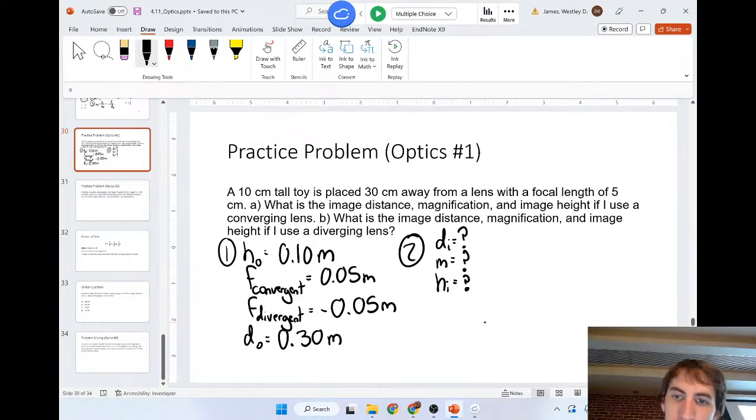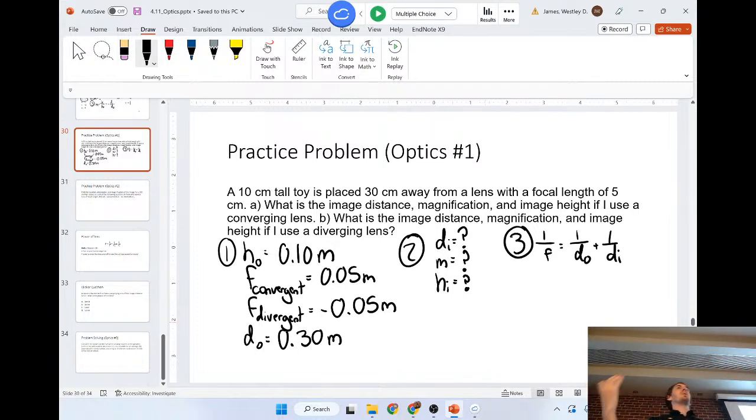Step 3, we have our favorite equation ever, 1 over f equals 1 over do plus 1 over di. And what a simple equation. It's kind of beautiful. That's one of the nifty things in physics, in my opinion, is how you have such complex stuff going down, and it just boils down to such a simple mathematical relationship. And because we know this, we can do so many things in life with it.